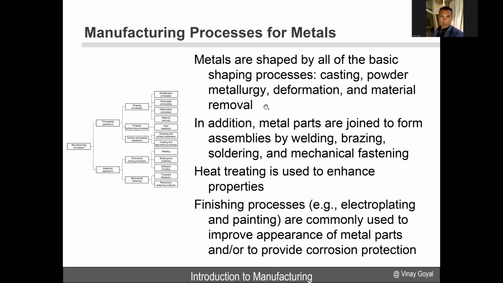In addition, metal parts are joined to form assemblies by welding, brazing, soldering, and mechanical fastening. Heat treating is used to enhance properties. We discussed that before. And then finishing processes, like electroplating or painting, allow you to provide a better appearance of the metals and provide corrosion protection.